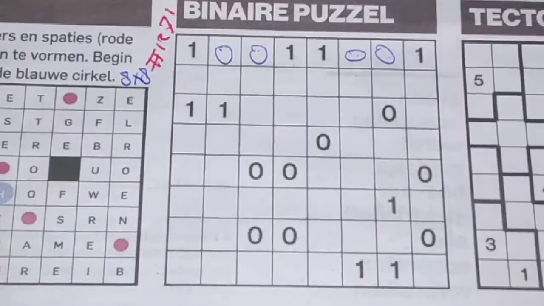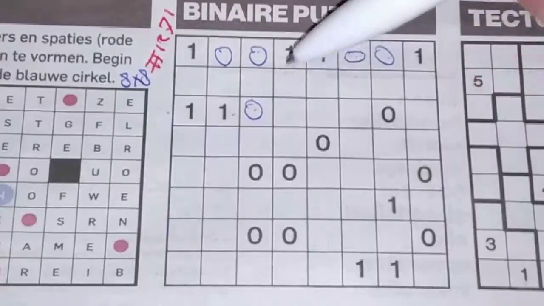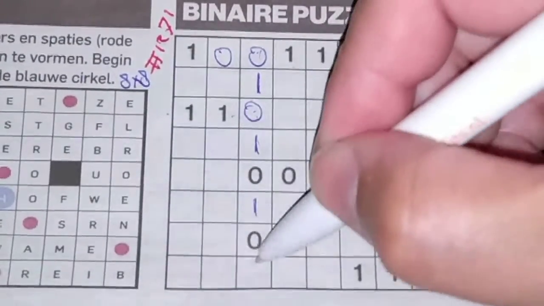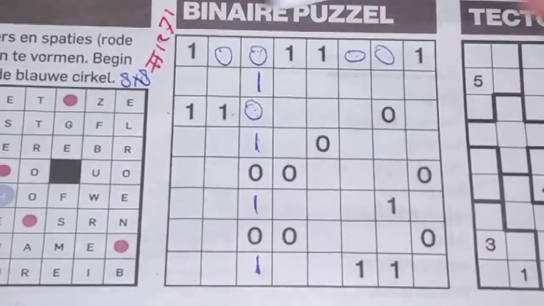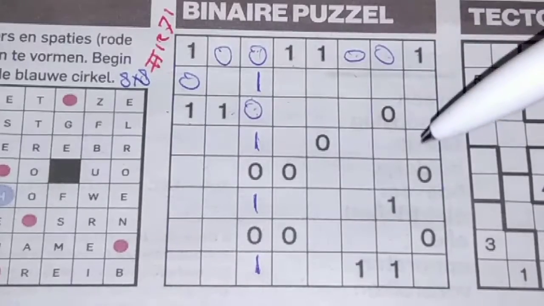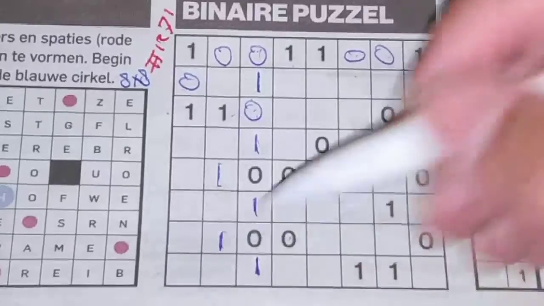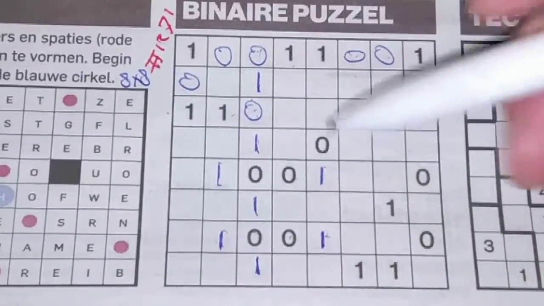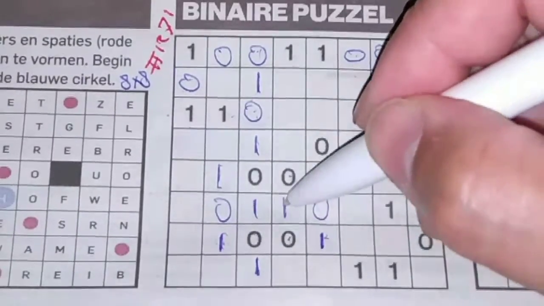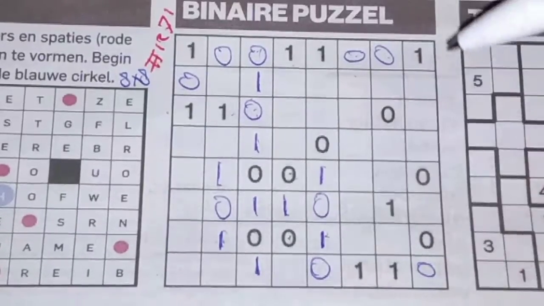So let's get started. Double O, here and O, there and O. We have 4 O's, so the rest are ones. Between 2 ones comes an O. We have here double O, here one, there one, double O, here one. Then 1, between 2 ones comes an O, between 2 ones comes an O, between 2 O's comes a 1. Double 1, here an O, there an O.